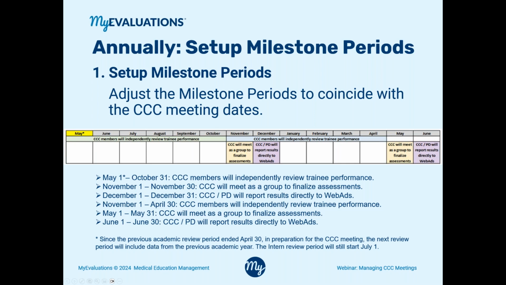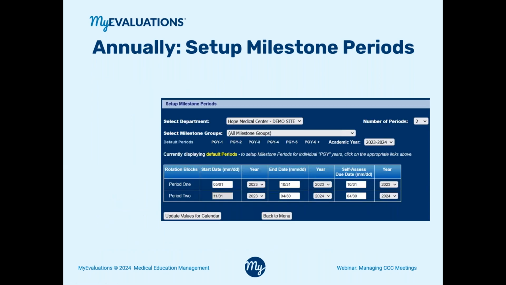So when you actually go to the set up milestone periods option, you'll have your own individual settings. And what we're looking at here is the settings we have in our demo account. You have to select the specific academic year, and you want to make sure you've selected the option for set default periods. You are able to set PGY specific periods. So the first thing we want to do is to set up the default period based on my recommendation here.